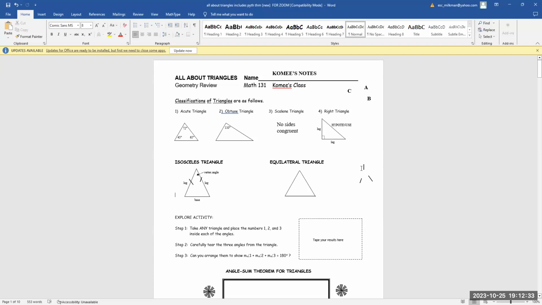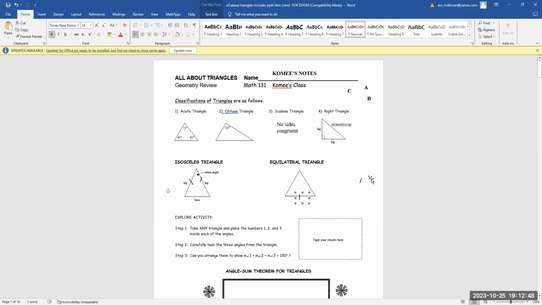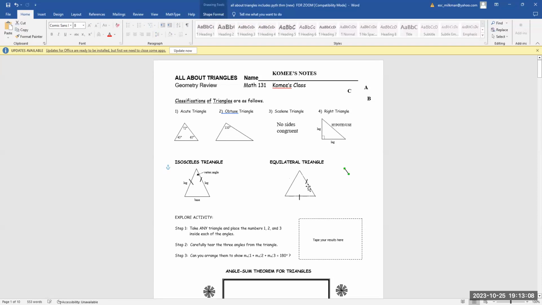An equilateral triangle is a triangle with all three sides congruent. So let me mark this side and this side and that side as congruent. It kind of comes from the name. If you think of what the lateral muscles are on your side, equilateral means equal sides on your triangle. Let me take these congruent marks off for a second.